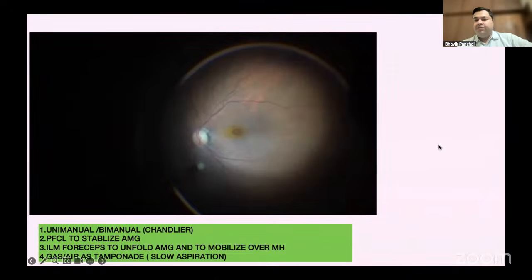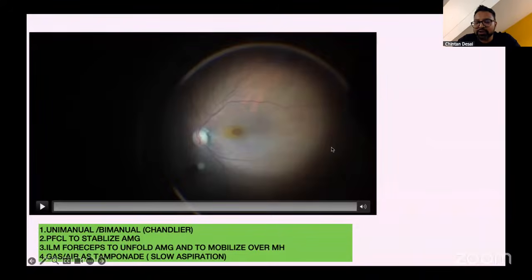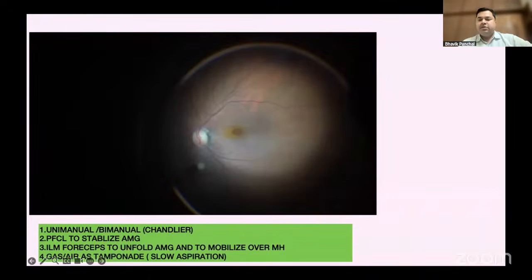that, oh, I don't have PFCL, will my hole close or not? No, that's not what I'm trying to say. But yes, for large holes and for complicated holes, 100%, this technique would definitely work. Correct. So it just has a higher predictability compared to not using it for large holes and for complicated holes.